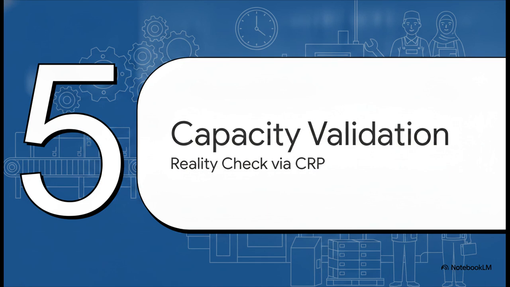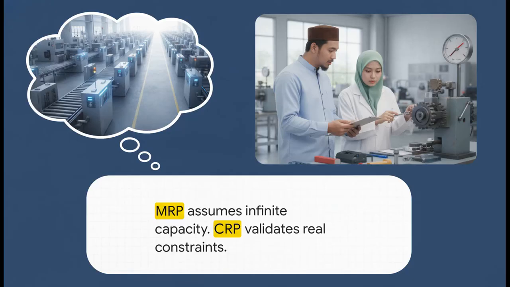All right, Section 5, capacity validation via CRP. Bringing it back to reality on the factory floor. Because here's the thing. Everything we've talked about so far happens in a perfect, frictionless, mathematical world. But a real factory floor has physical limits. This is where a critical decoupling function happens in planning.